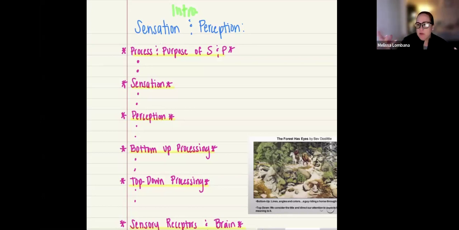Now, how do our senses pick this up? Basically, in our environment there is energy. There's physical energy, like light, sound, and heat, and our senses pick that up. We have specialized receptor cells that are going to transfer that energy on the outside into neural energy, and that is how it's sent to the brain.